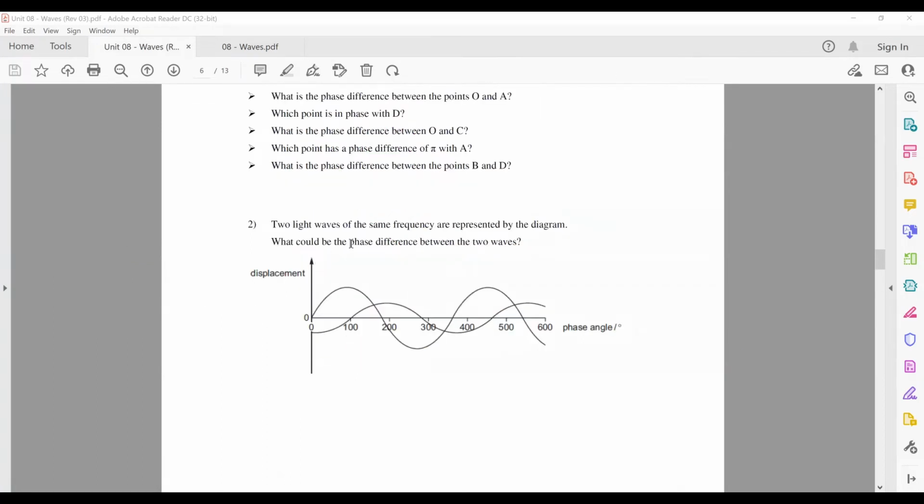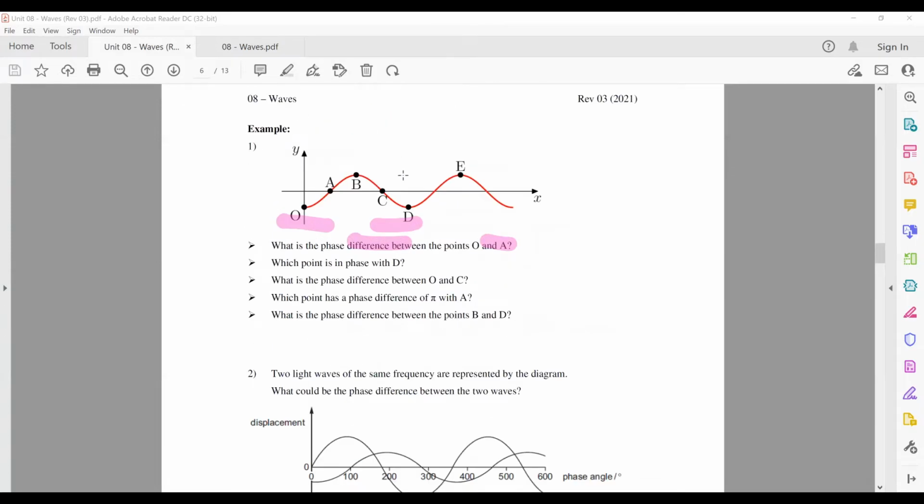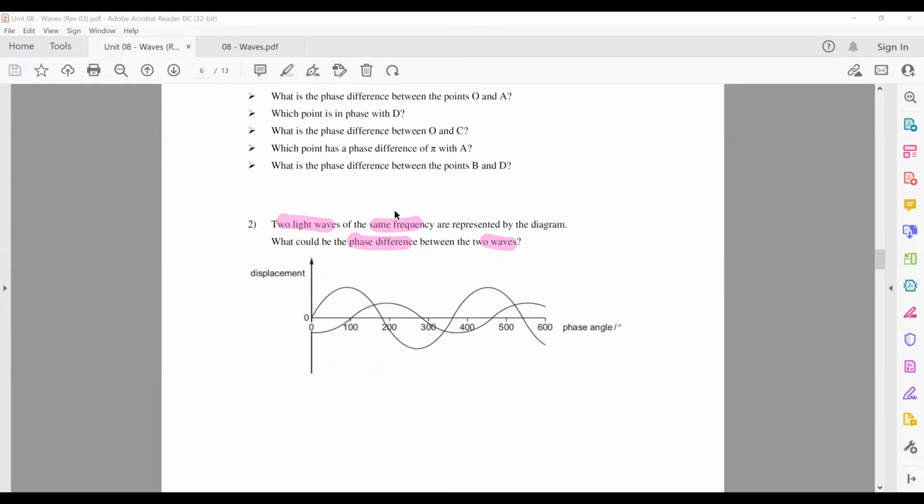Now, 2 light waves of the same frequency are represented by the diagram. What could be the phase difference between the 2 waves? The previous example was talking about phase difference between particles on the same wave. The current example, number 2, is talking about phase difference between 2 waves.